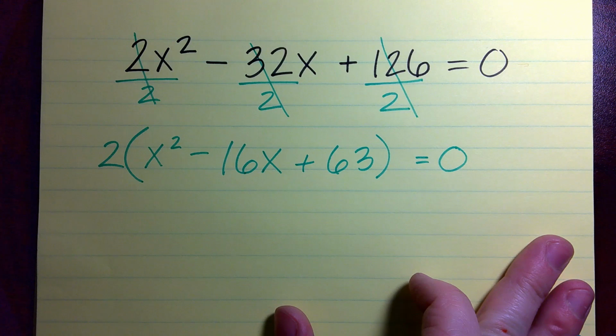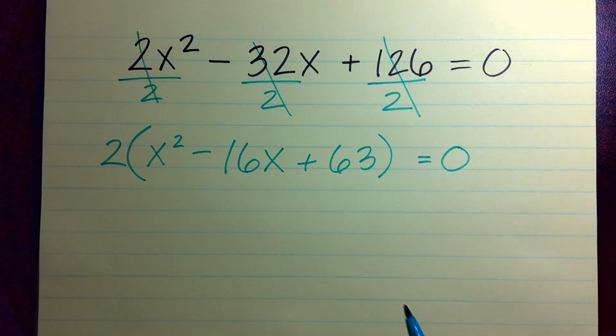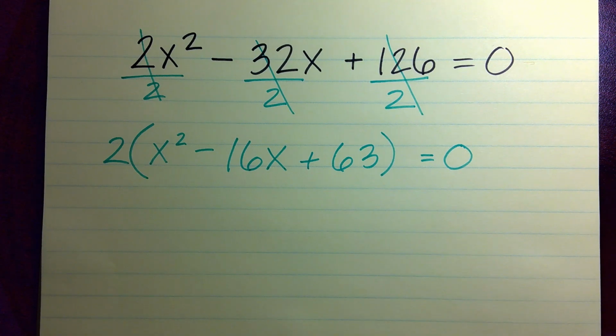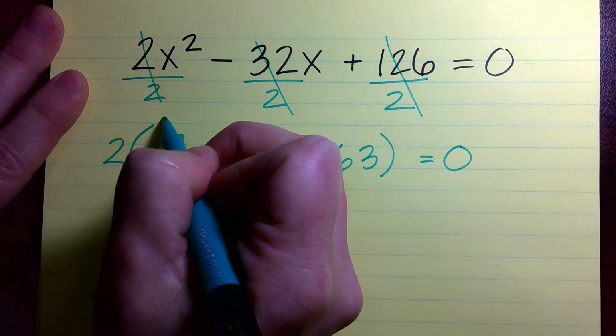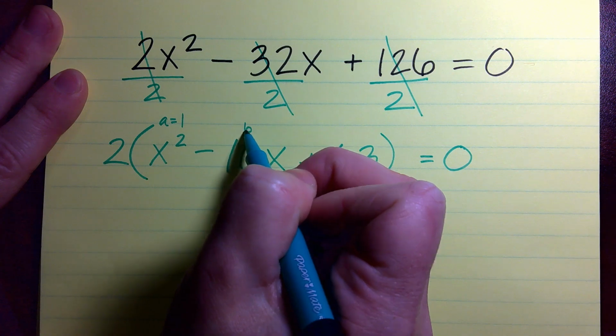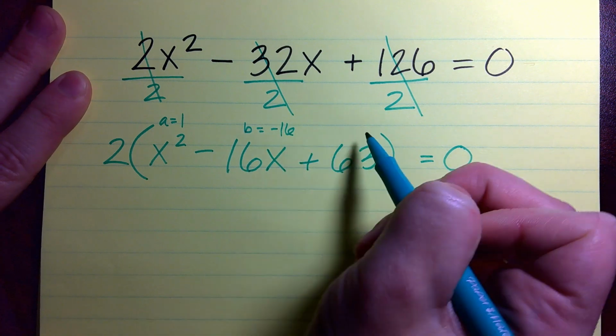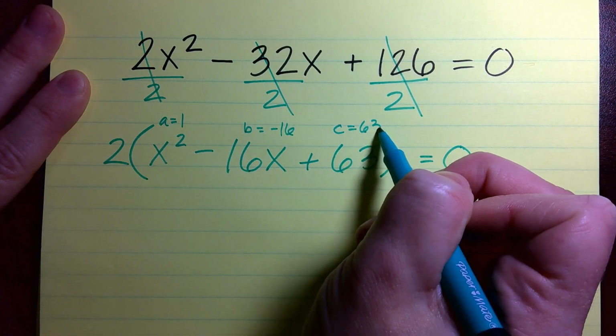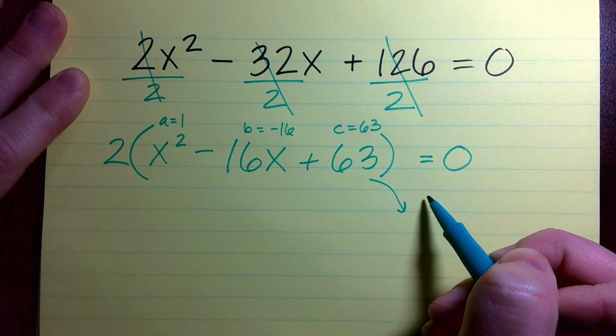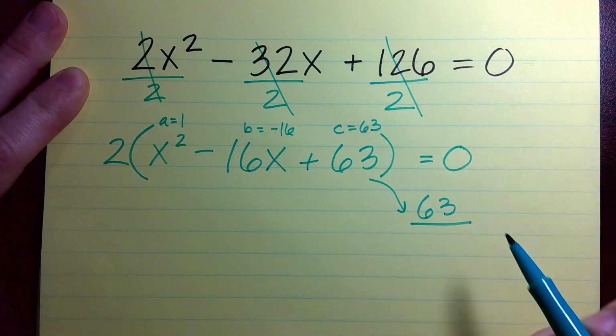Is that the answer? No. Have we solved for x? No. So let's go further. That's okay. I've got to do the factors of 63. We now have a is 1, b is -16, c is 63. Let's do that, Mac. Factors of 63.